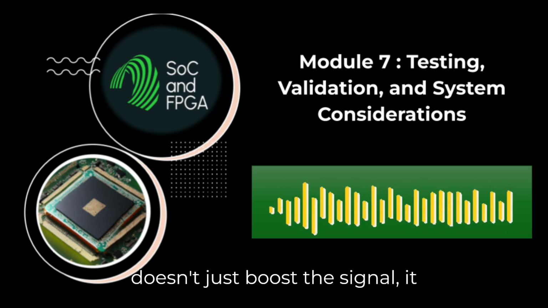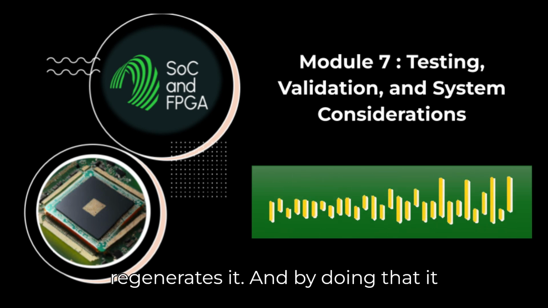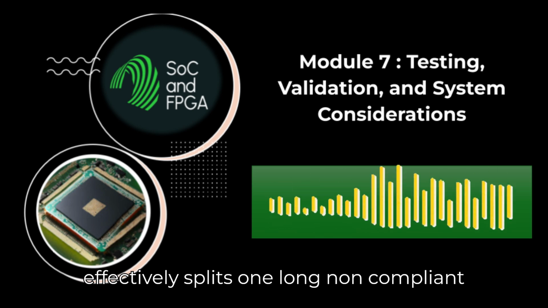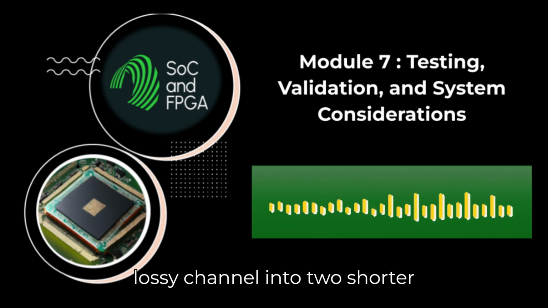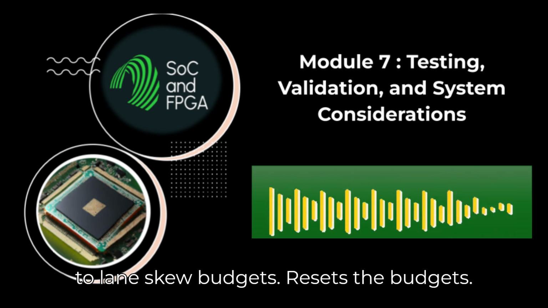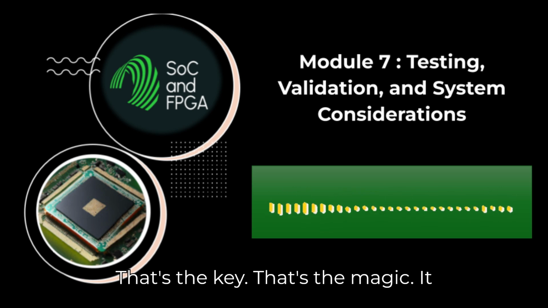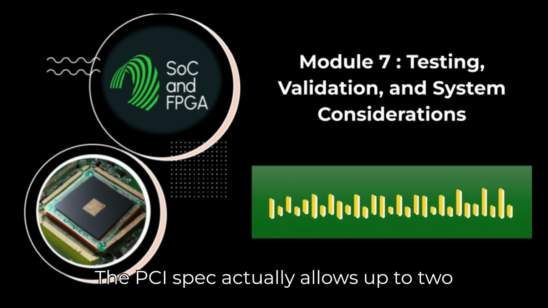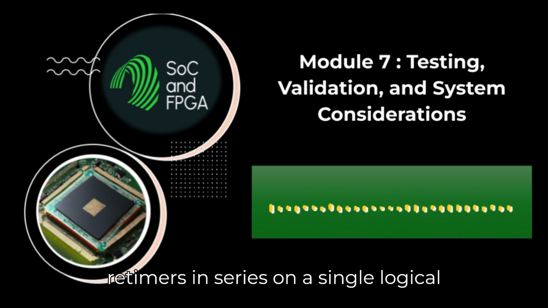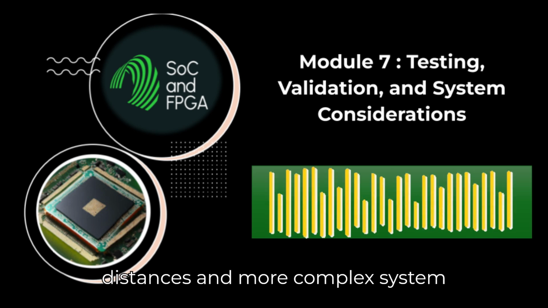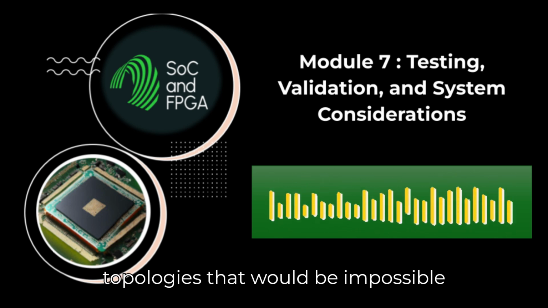So it doesn't just boost the signal, it completely rebuilds it. Exactly, it regenerates it. And by doing that, it effectively splits one long, non-compliant, lossy channel into two shorter, independent, compliant segments. It resets the jitter, insertion loss, and lane-to-lane skew budgets. Resets the budgets, that's the key. That's the magic. It allows you to chain segments together. The PCIe spec actually allows up to two retimers in series on a single logical link, enabling much longer physical distances and more complex system topologies that would be impossible otherwise.